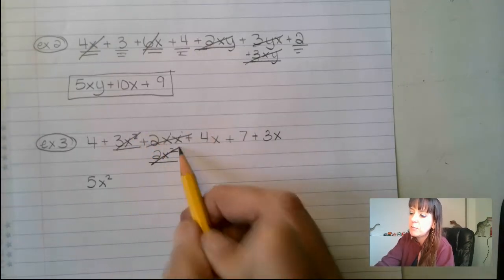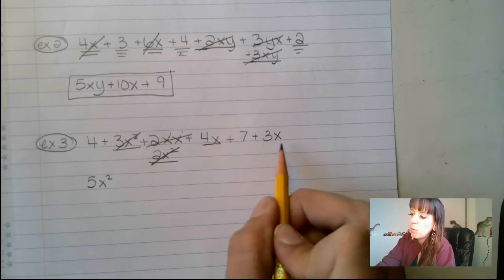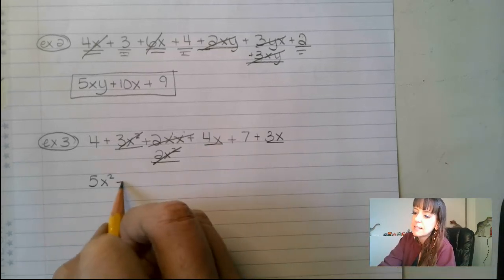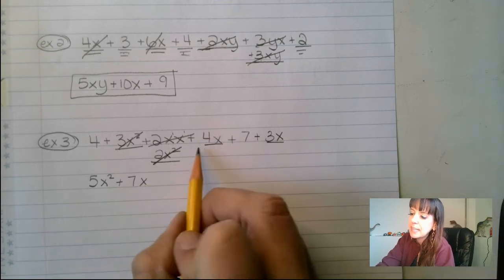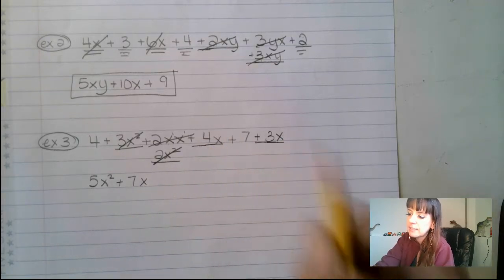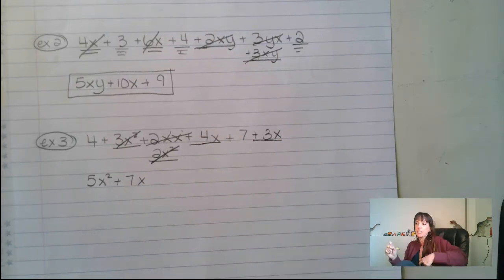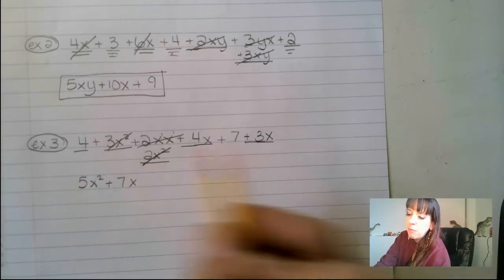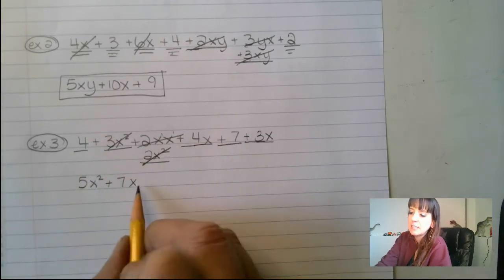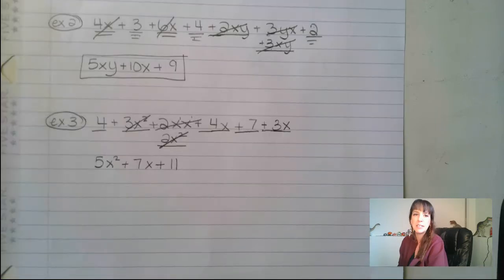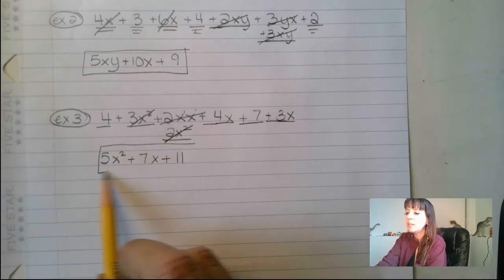Let's cross those off and move them out of our way. Now we have 4x and 3x. That's going to be plus 7x. And again, I probably should have done that just so you can see. I take note of that operation that comes before there. Now we have 4 and 7. That gives us 11, positive 11. So we're going to add 11 to it. This is our final answer.